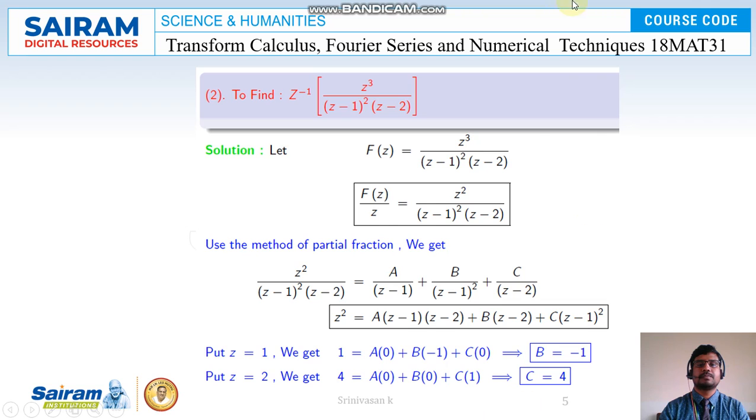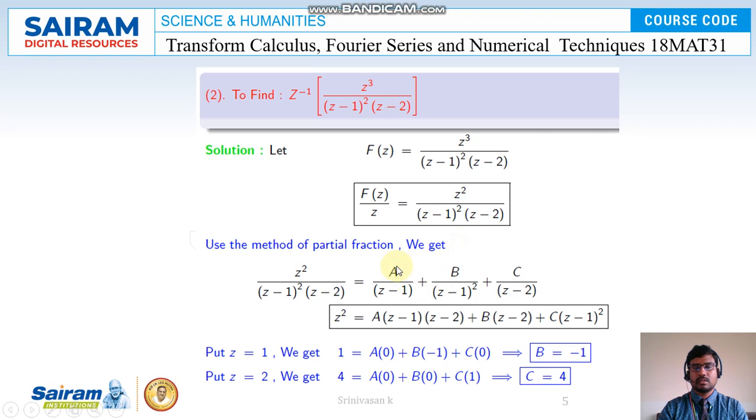The next problem: find Z inverse of z cube divided by z minus 1 whole square into z minus 2. Clearly by the inverse definition, this is capital F of z, equal to z cube divided by z minus 1 whole square into z minus 2. From this z cube, I take z outside, we get capital F of z divided by z equals z square divided by z minus 1 whole square into z minus 2. Now apply the normal partial fraction method.